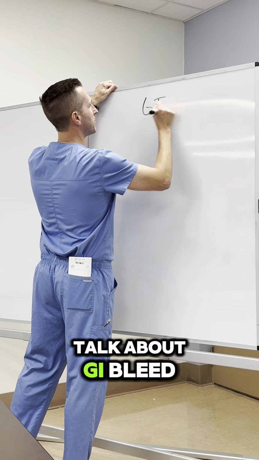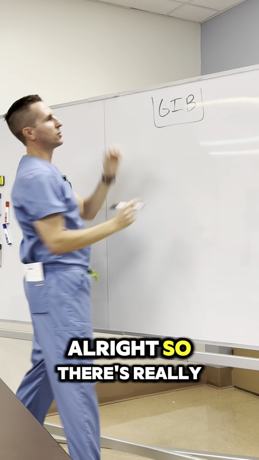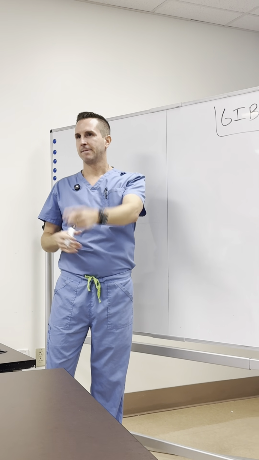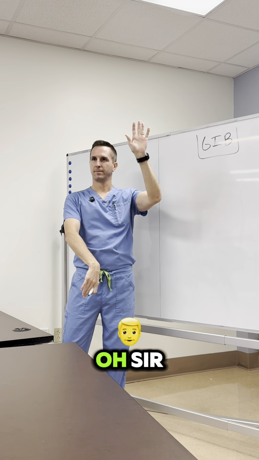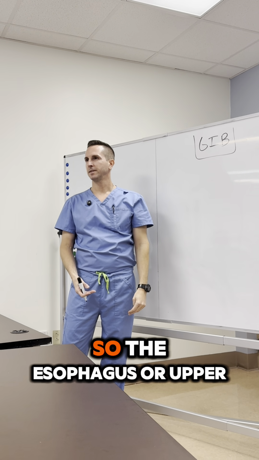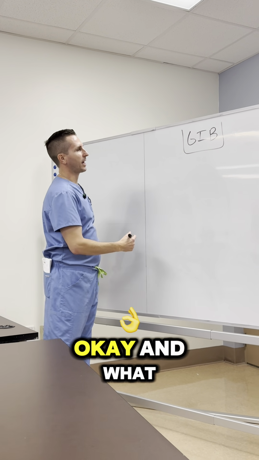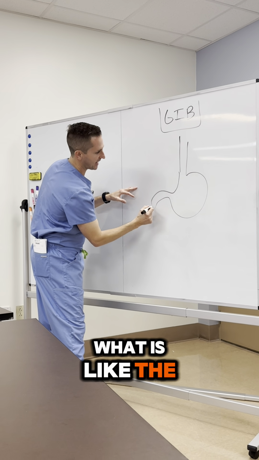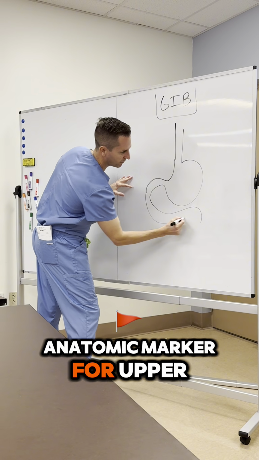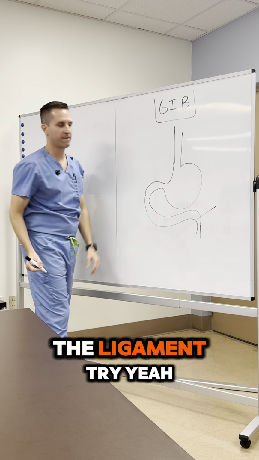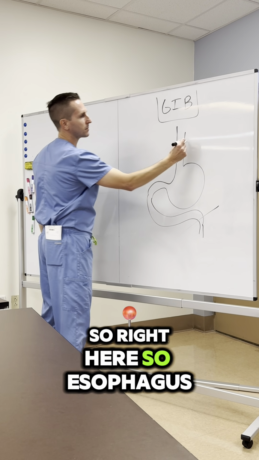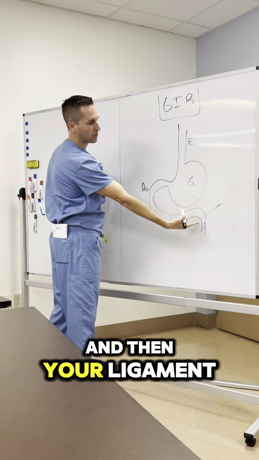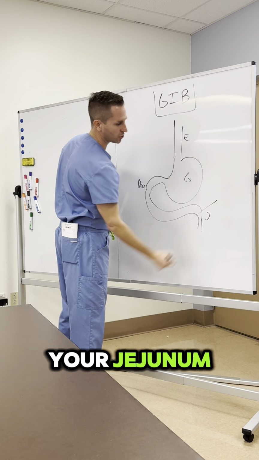Talk about GI bleed. There are really two types: upper and lower. What is the anatomic marker for upper versus lower? The ligament of Treitz. So esophagus, stomach, duodenum, and then the ligament of Treitz is where your duodenum becomes your jejunum.